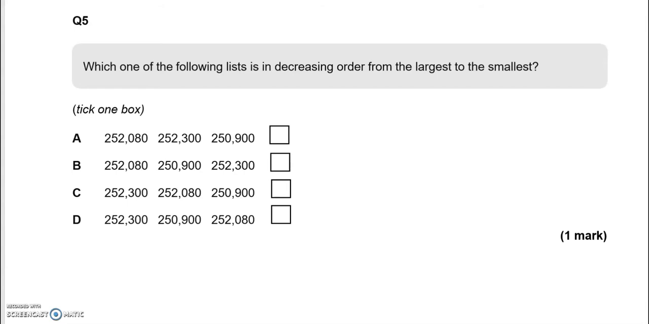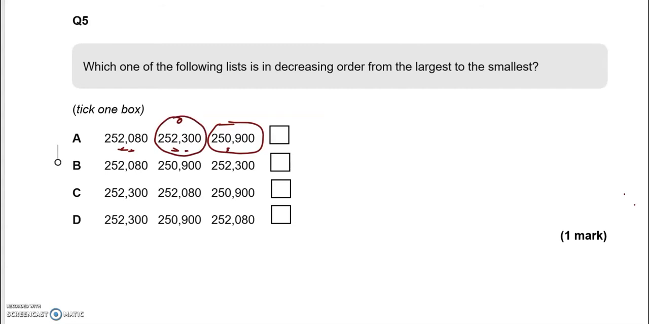Now we're going to look at the second digit, which is again 5, 5, 5. Looking at the third digit, we've got a 2 here, a 2 and a 0. So that means this is going to be the smallest out of the 3. We still need to compare these first 2 numbers. So then looking at the fourth digit, we've got a 0 and a 3, which means this one here has got to be the biggest one.